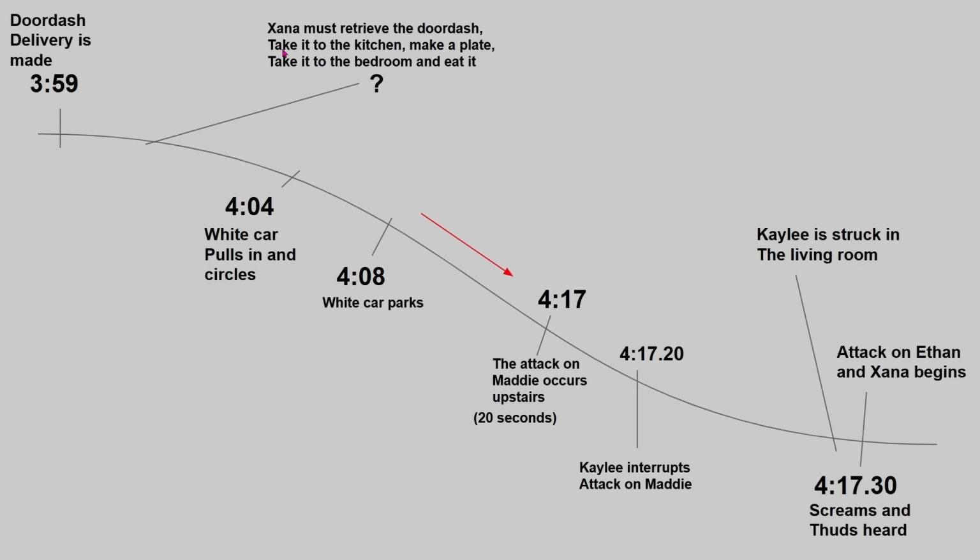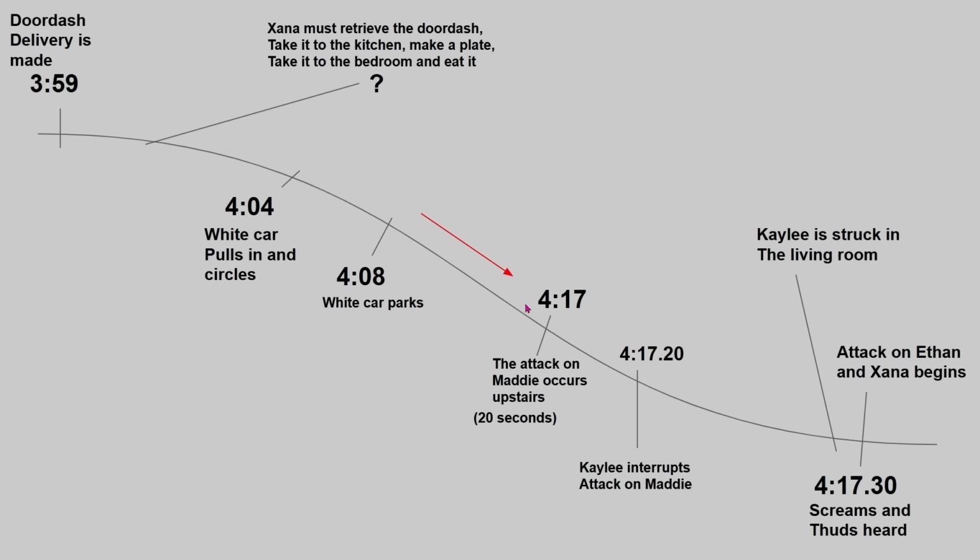And we've already established during this time that Xana must have retrieved the DoorDash and took it to the kitchen, made a plate, took it to her bedroom, and at least began to eat it. The white car pulls in at 4:04, circles, I believe looking for the gun rack guy. The white car parks at 4:08. But this is what I believe happens based on all the evidence.